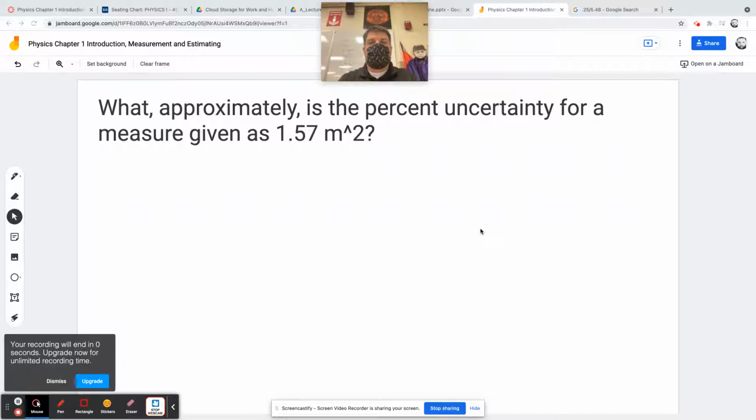So what approximately is the percent uncertainty for the given measurement? And then it gives us the measurement of 1.57 meters squared. Well, the problem with this problem is that we don't know what the uncertainty is. But as we read in our textbook, we can write down the measurement. And then the question is, how precise is this measurement?